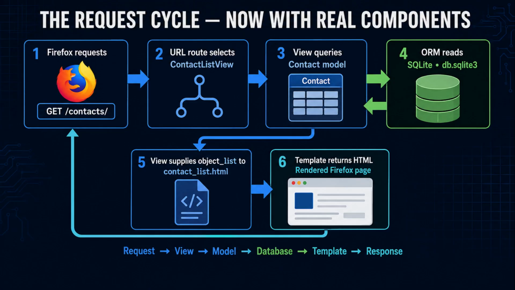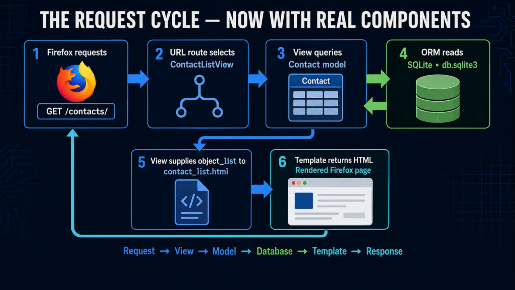Before the demonstration, we followed this request cycle using general Django terminology. Now we can reconstruct the same cycle using the components we actually built. When Firefox requests /contacts/, Django's URL routing selects contact list view. The view asks the contact model for the stored contacts, ordered by name. Django's ORM translates that request into a database query and reads the records from our SQLite database. The results return through the model as contact objects.